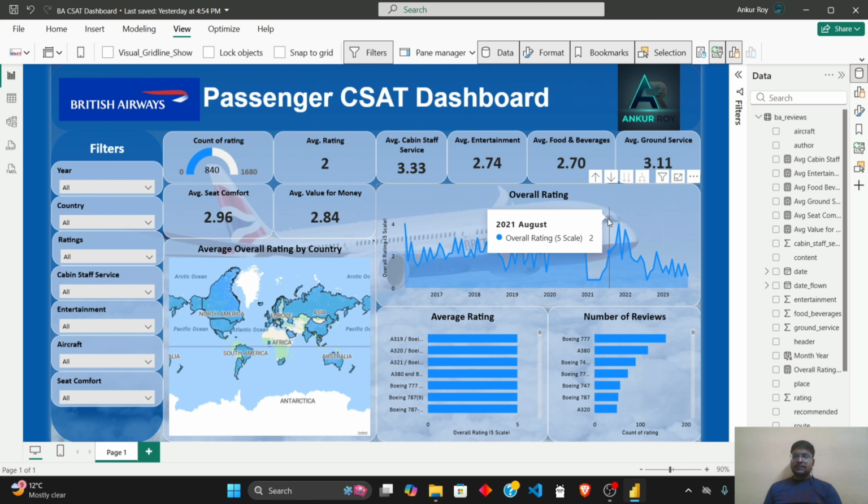Moving to the line chart on the right, we can analyze the monthly trend of overall passenger rating, again on the 0 to 5 scale. This visual allows us to understand how customer satisfaction has changed over time rather than viewing it as a single static number.